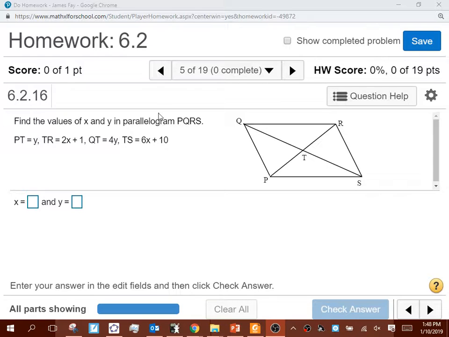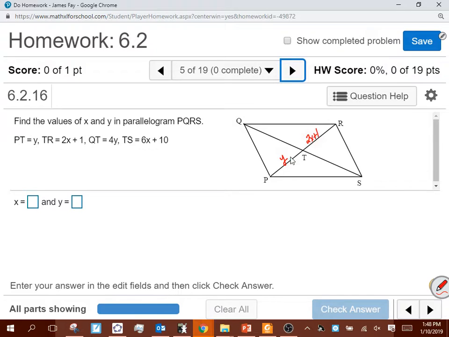So when we have a parallelogram, the diagonals here, they're saying PT, which is that distance there, and TR is 2x plus 1, right? So in regards to the diagonals of a parallelogram, what is the relation that we can say about PT compared to TR? Okay, so we'll say y equals 2x plus 1.